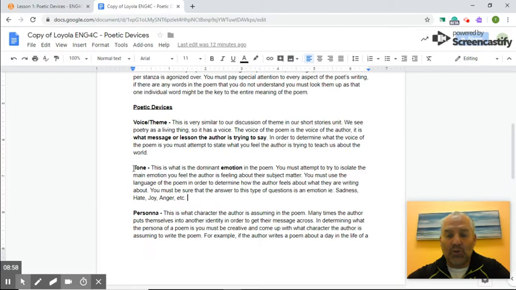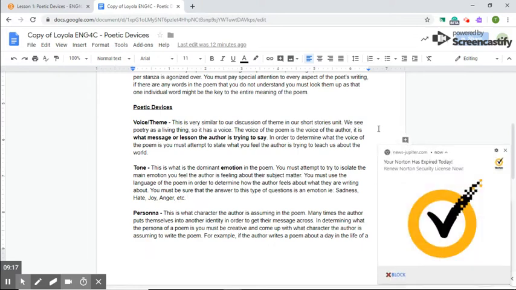Tone, just like in tone of voice, is the dominant emotion in the poem. So after you read the poem, what are you left feeling, or what do you feel the author wants you to feel about that poem? It has to be an emotion. It's got to be hatred or joy or anger or love, etc. Something that is an emotion.